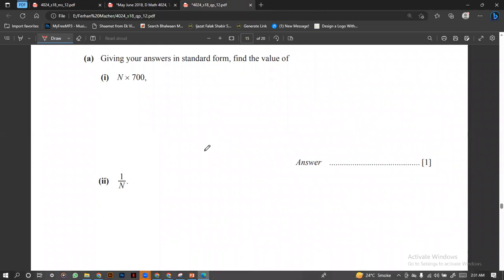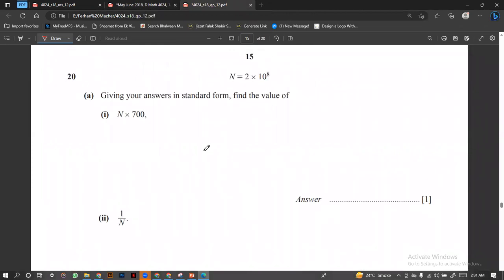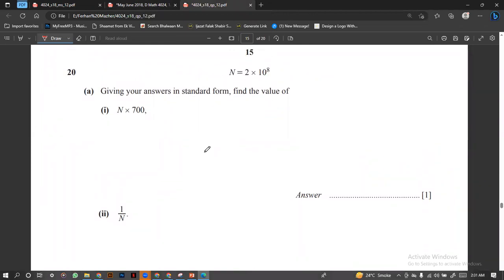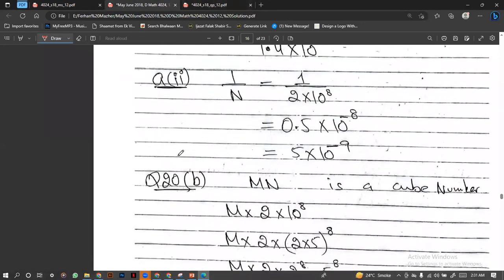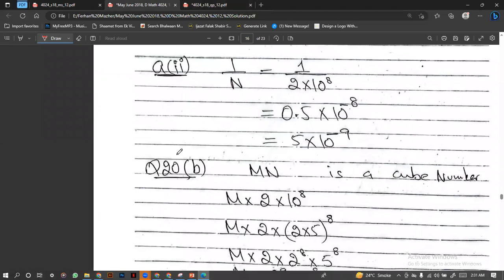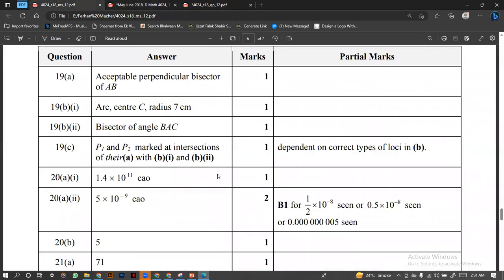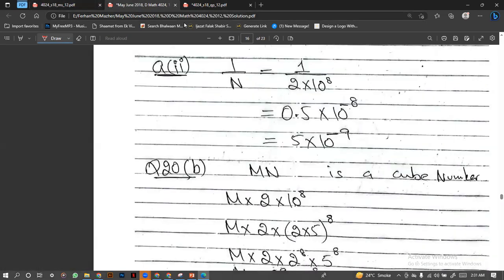Okay, the second part, question number 20A, second part. I have to find out the value of 1 by n. So 1 by n will be equal to 1 by 2 times 10 power 8, and 1 by 2 is 0.5, and it will be 10 power minus 8. Move the decimal one step to the right, so the power will be decreased by 1, and that will be 5 times 10 power minus 9. That is the right answer, sir.